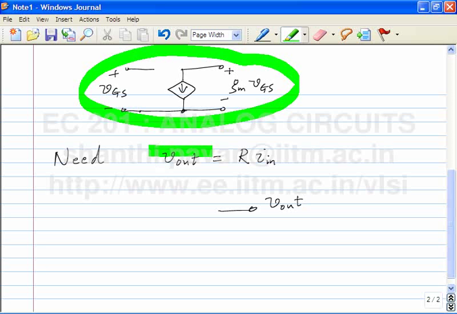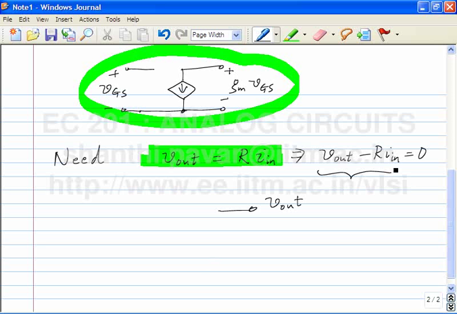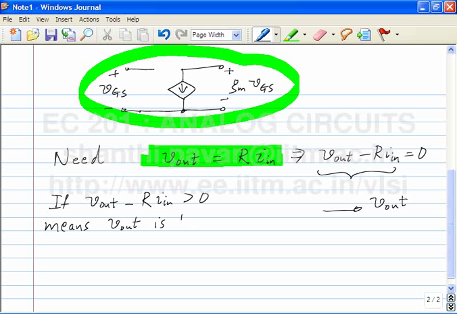Another argument is to note that if V out is exactly equal to R times I in, then V out minus R times I in must be equal to zero. So one way of finding out if V out is the voltage you want is to determine this quantity V out minus R times I in. Does it make sense? If V out minus R times I in is greater than zero, what does it mean? It means V out is too high or too large.